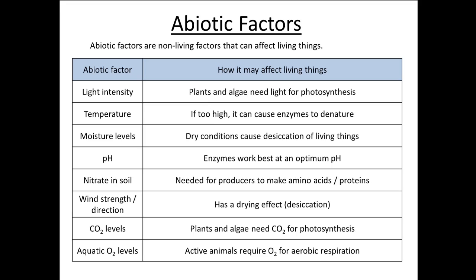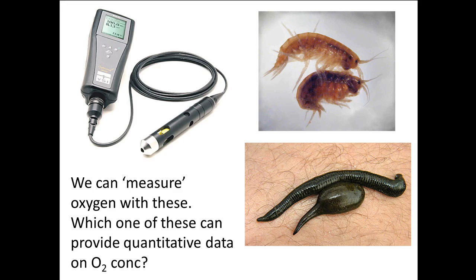Okay, so we're going to look at abiotic and biotic factors. Abiotic factors are really easy to measure. Here we have three ways of measuring oxygen. It says we can, in inverted commas, measure oxygen with these, and then it asks which one of these can provide quantitative data on oxygen concentration.